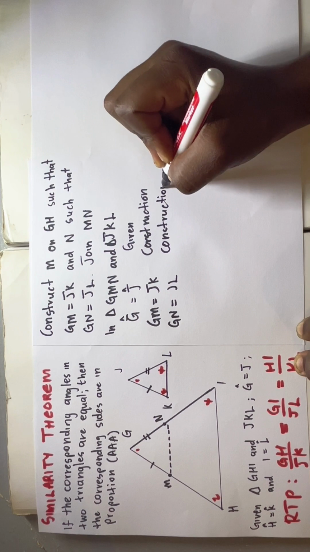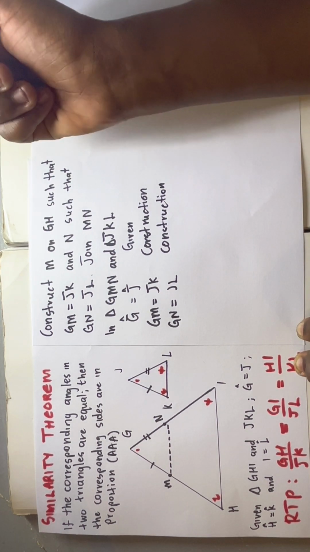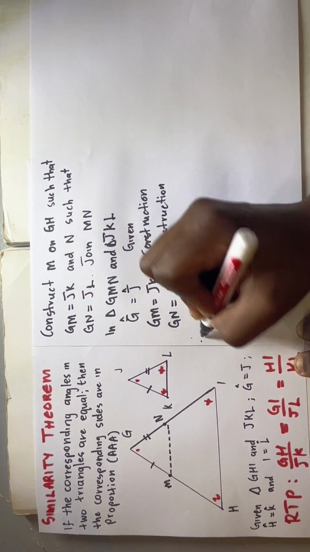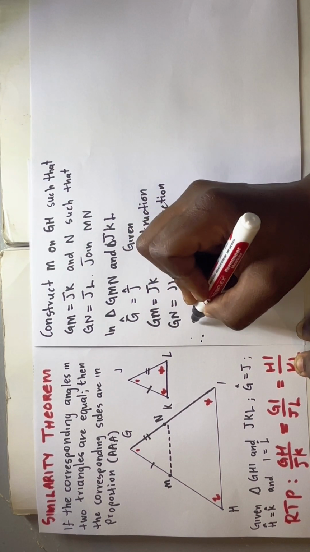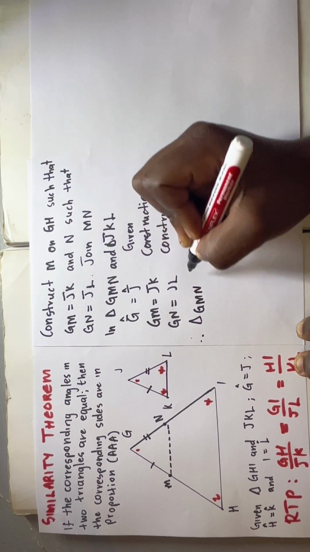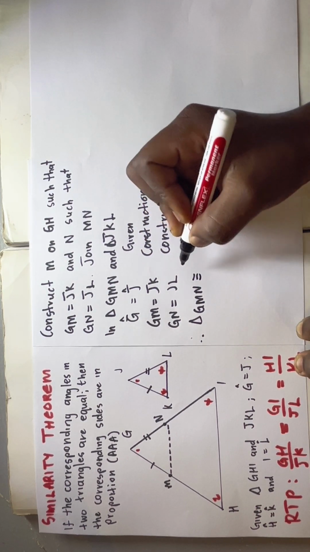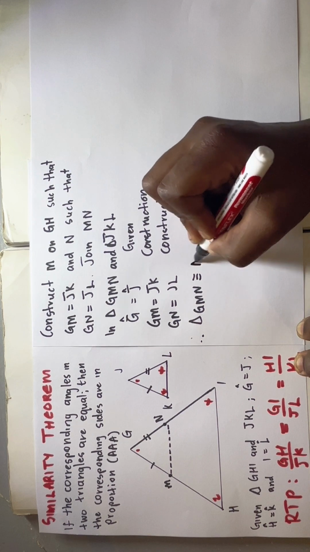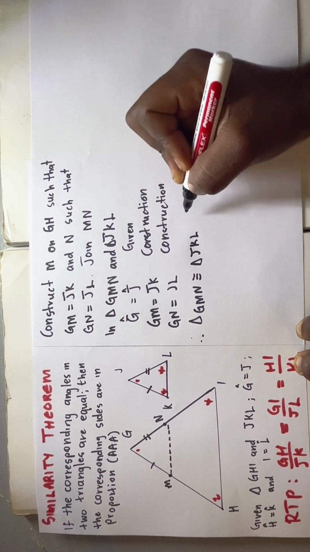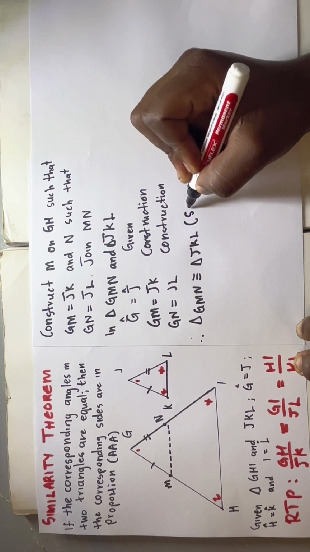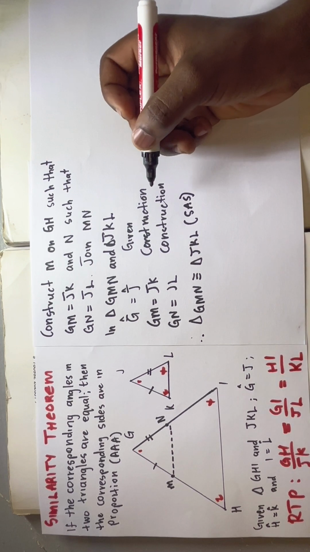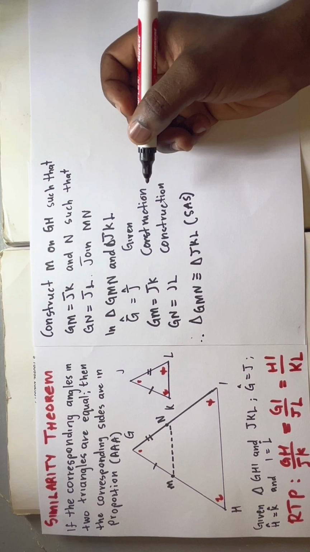Now, can you see that you have proven three things to be equal? You have proven an angle plus two sides. So, therefore, you can conclude that triangle GMN is congruent to triangle JKL. And what is going to be the reason? Remember, we've proven two sides and an angle, so it's going to be side, angle, side. So that's the first thing that we're going to do.